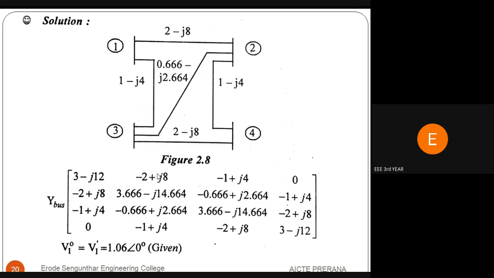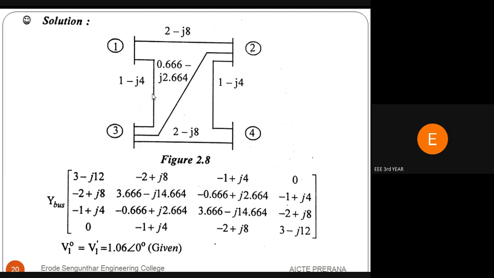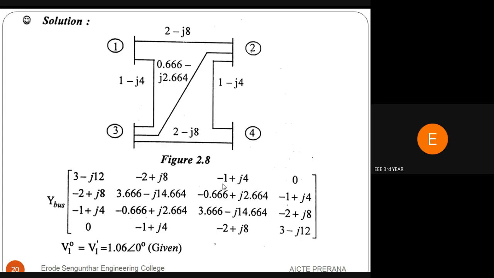Second is Y12. The common term between the first bus and the second bus is this value, so we have to consider the negative: minus of 2 minus j8, which gives minus 2 plus j8, since multiplying by minus turns it into plus. The same is repeated for Y13, multiplying by minus, so we get minus 1 plus j4. For Y14, there is no connection between buses 1 and 4, so we consider it as 0.